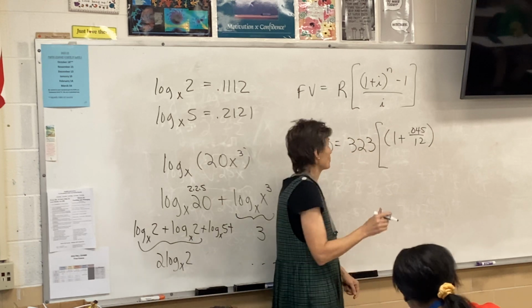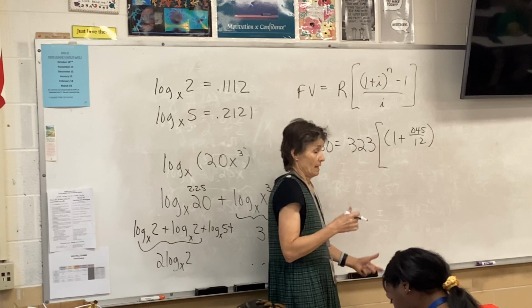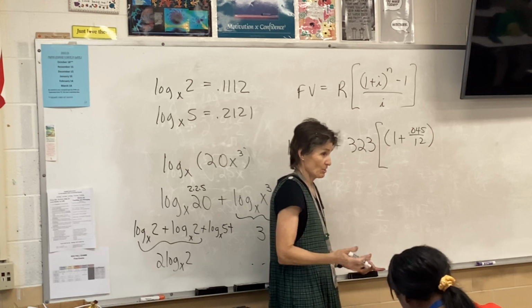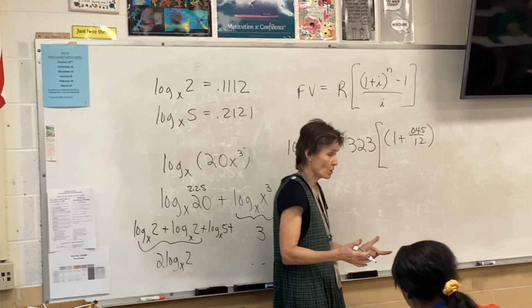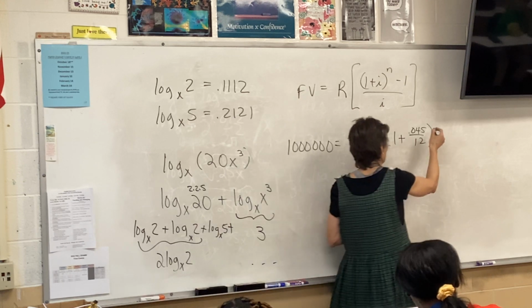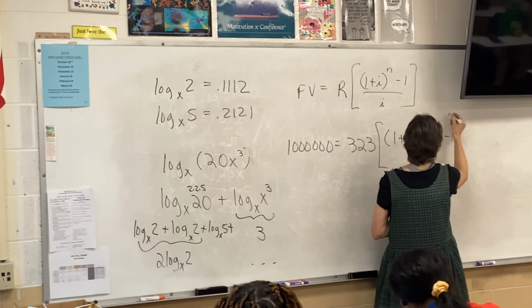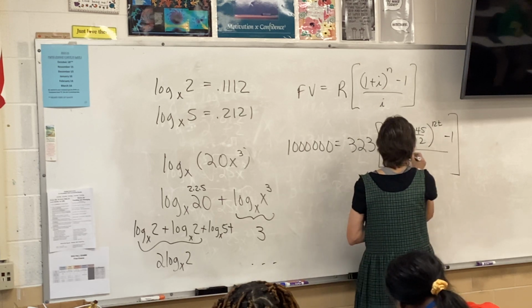Well, T is my unknown. How many years will it take me? Well, I don't know, but if I'm making 12 payments a year, won't this exponent be 12T? And then this.